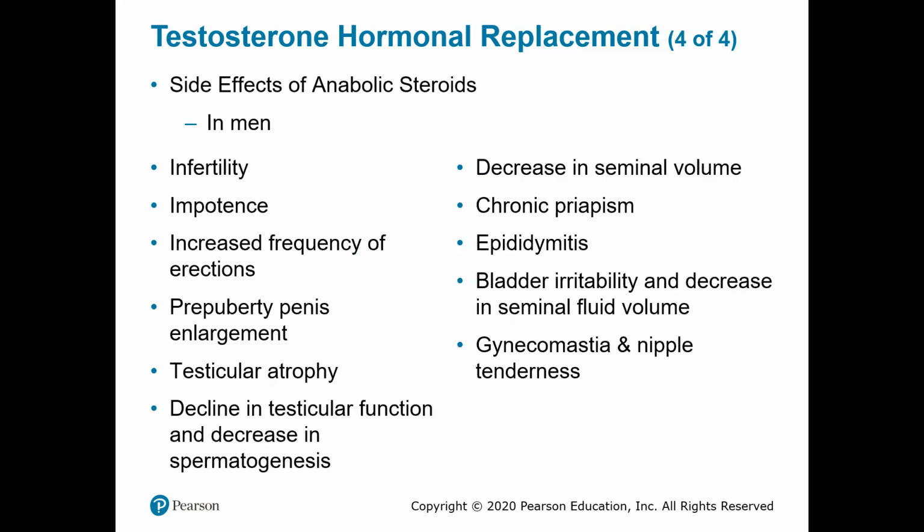Anabolic steroid side effects that are specific to men include infertility, impotence, which is the inability to obtain and maintain an erection, increased frequency of erections, pre-puberty penis enlargement, testicular atrophy, a decline in testicular function and decrease in spermatogenesis. So we've decreased the production of sperm. Also a decrease in seminal volume, which is going to help the sperm get to where it's going, especially if conception is being attempted. Chronic priapism.